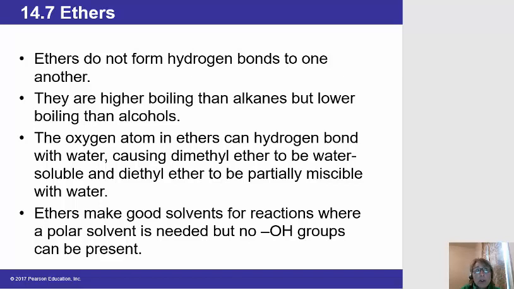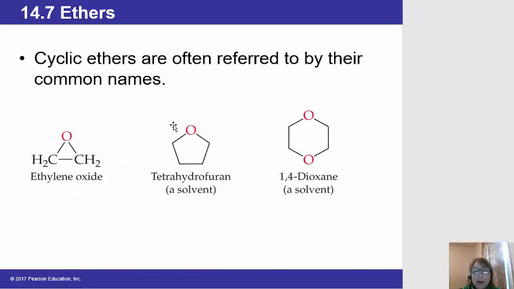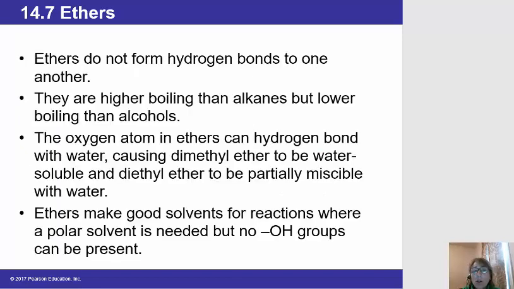Ethers, of course, do not have a hydrogen directly bonded to the oxygen, so therefore they do not form hydrogen bonds with each other. However, they are polar. That ether oxygen is polar, so ethers have higher boiling points than alkanes of similar molar mass, but definitely lower boiling points than alcohols, which can hydrogen bond. Now, that oxygen in the ether is polar, and low molar mass ethers are soluble in water. And ethers are really good solvents.